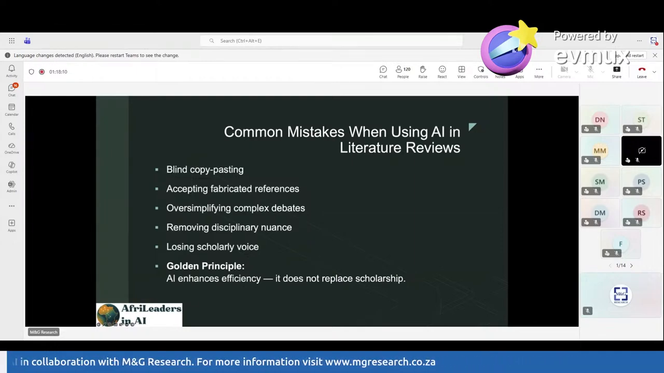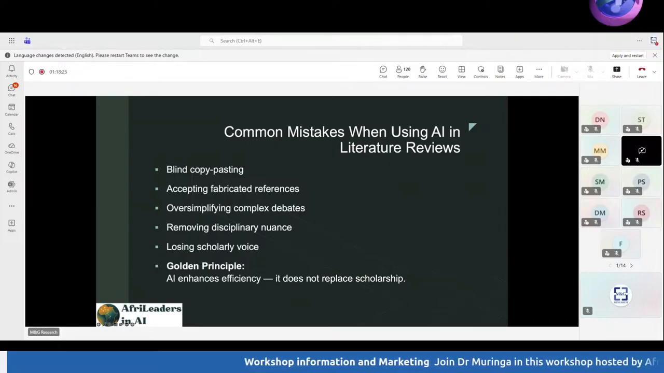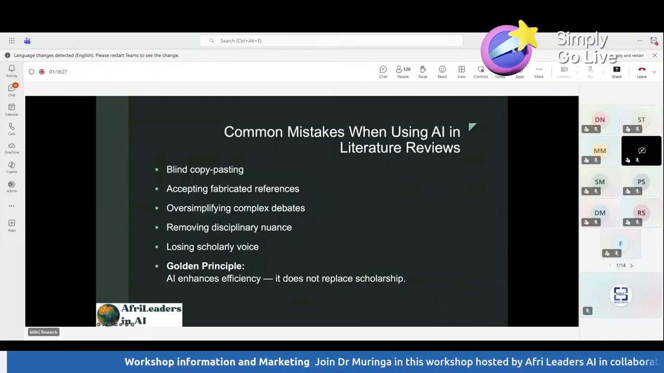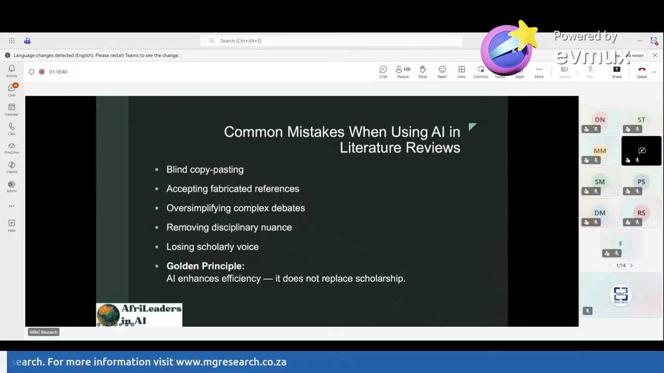There's a problem of losing scholarly voice, right? You'd find that if you are not reading, or if you are not familiar with the text, or if you're not familiar with the subject itself, your work will lose scholarly voice. Your voice is missing in there, right? We don't know where you're coming from. And even before AI came into place, that has been a problem, especially when people are basically summarizing work that has been done by other people, right?